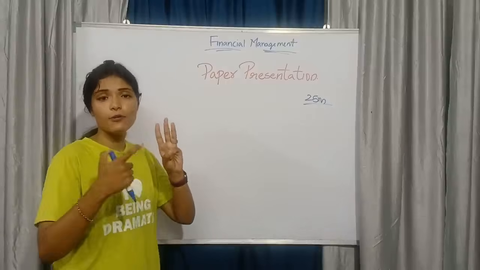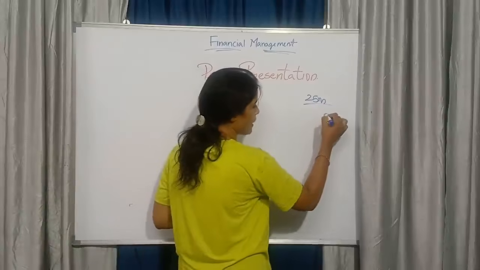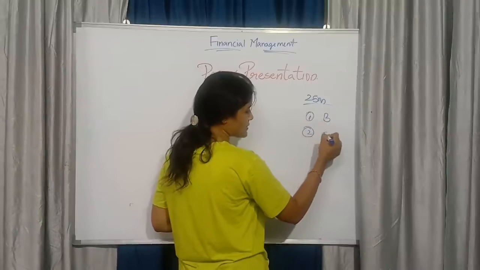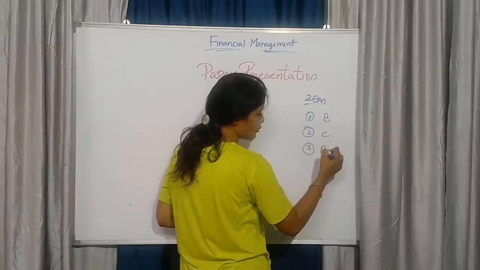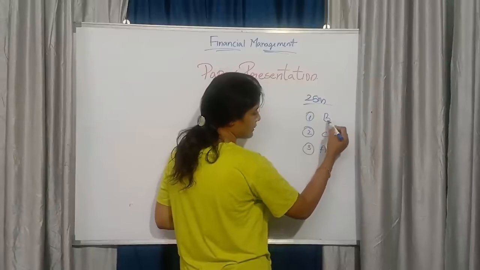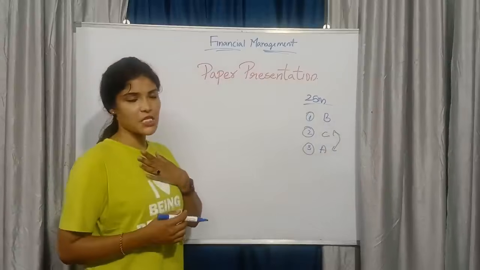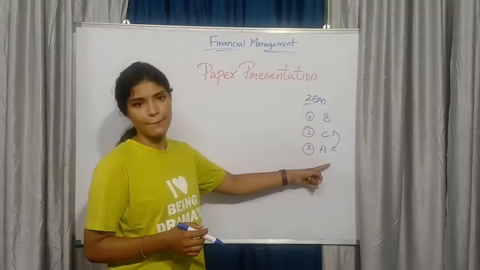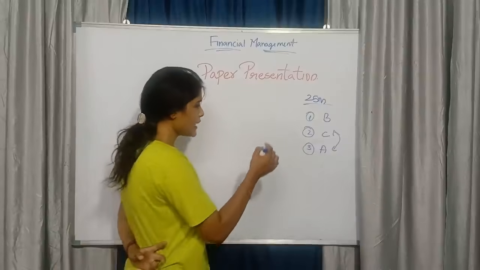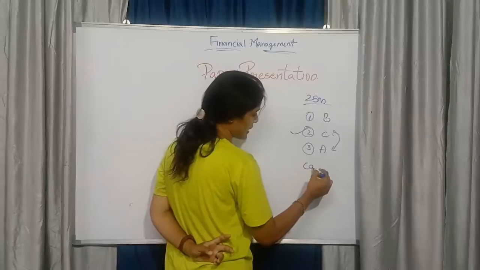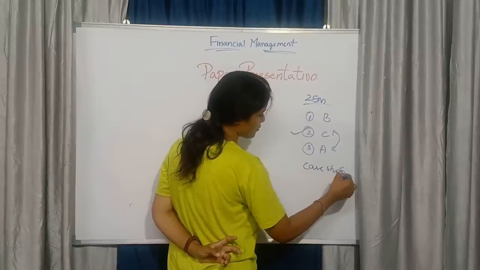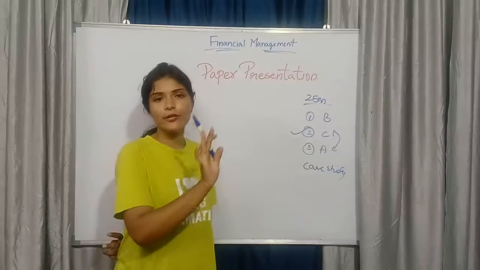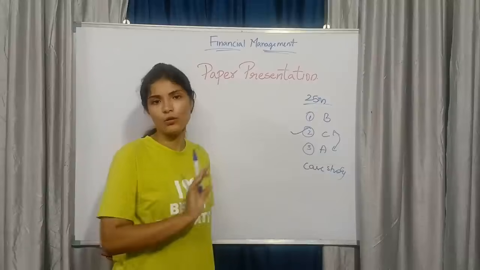What is the order you need to write it? First attempt part B, then go with part C, then go with part A. You can also go part B, part A, part C, your wish. But my suggestion will be part B, part C and then part A. And part C is the case study. The case study plays a crucial role. I have done a separate video for the case study. Attempt part C like that, then only you can score good marks.